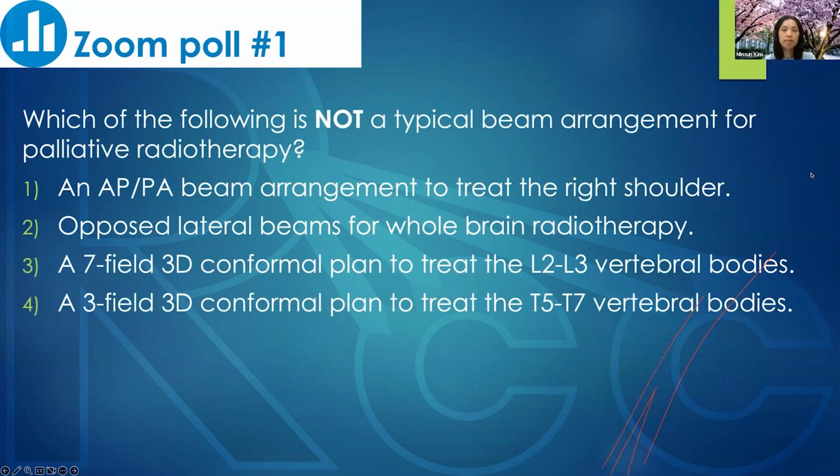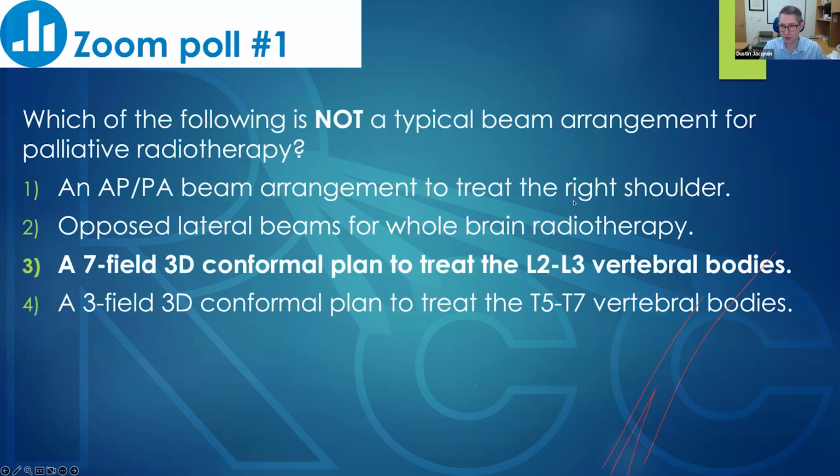All right, so the correct answer is option 3, which I think most of you got. Seven fields is quite a large number for a palliative case. Maybe in the pre-IMRT era, you'd have a 7-field conformal plan for curative intent, but these other examples here are good examples of plans for palliative care.